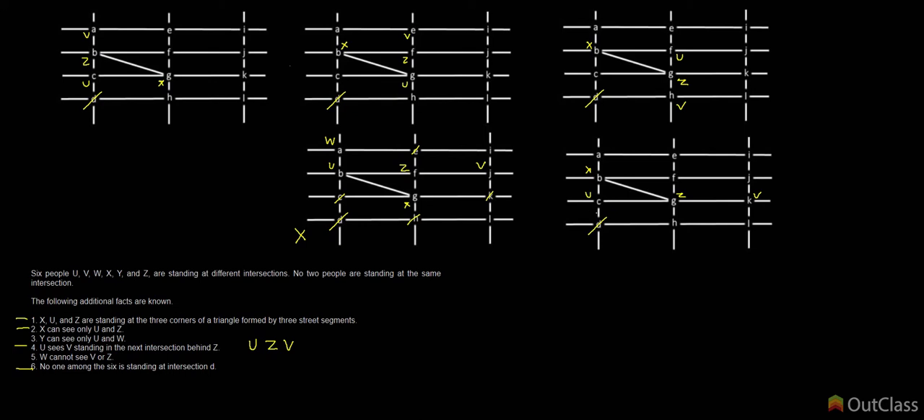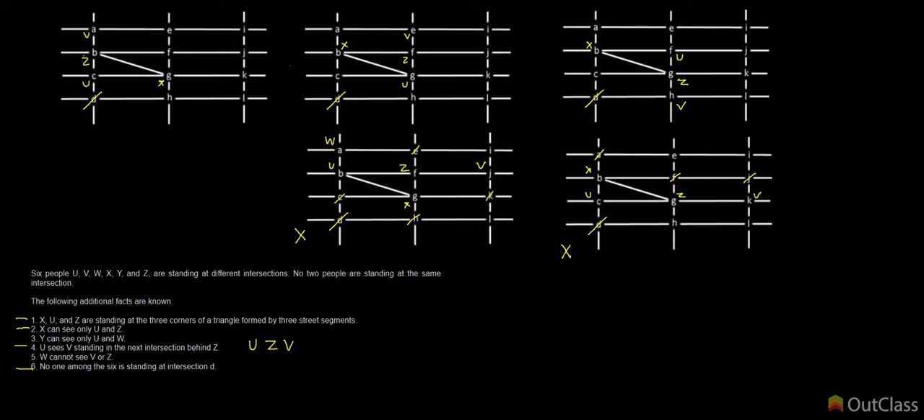Now let's go to this case. uzv horizontal, x is at B. Now x can see only u and z, so that means there's no one at A or F or J. W cannot see v or z, so w cannot be in the second or third columns. W can only be in the first column. The problem is there is no other intersection left in the first column. So this case has been contradicted.